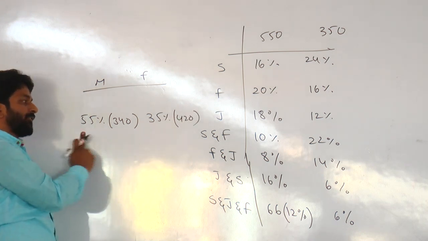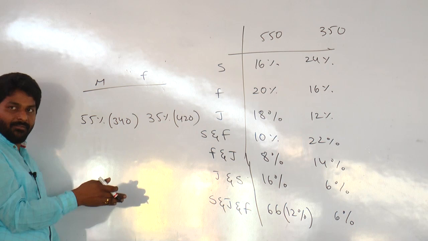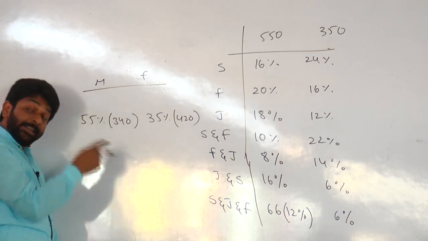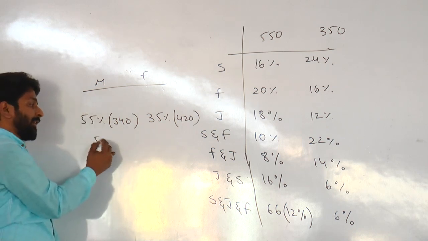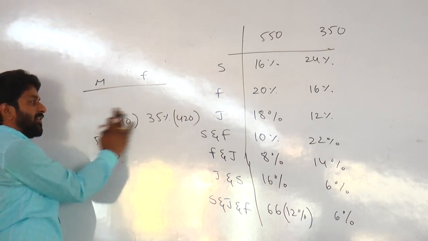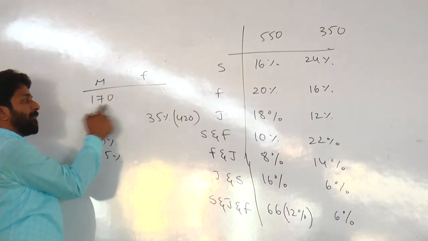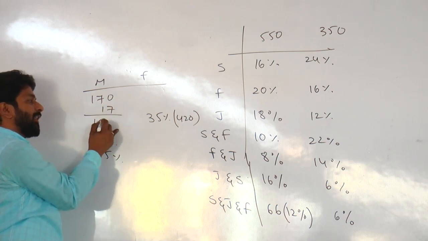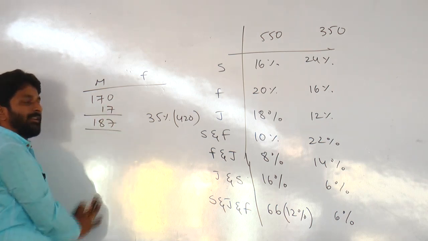How do we get 55% of this? Half plus 10% of it. We already got 50%. If you calculate 10% of this number, you will get 5 percent more. Half of this number is 170. And then 10% of this number, 17. Total 187. These are male.